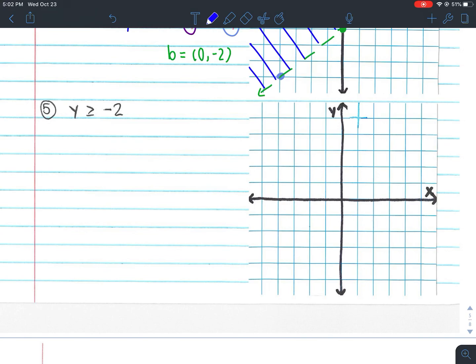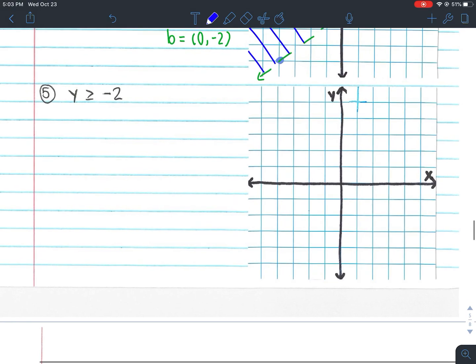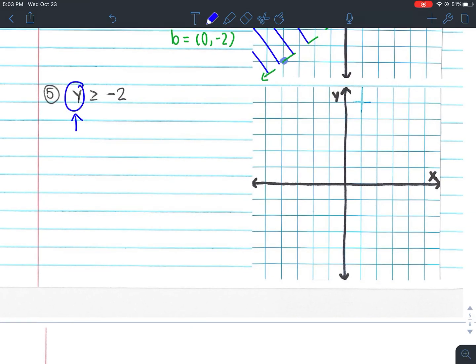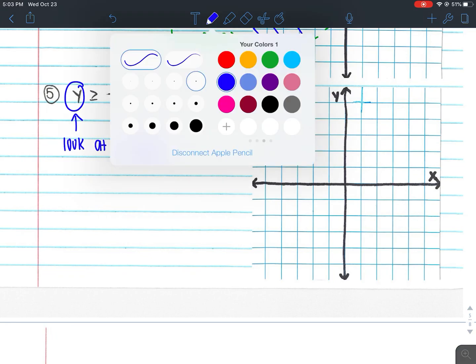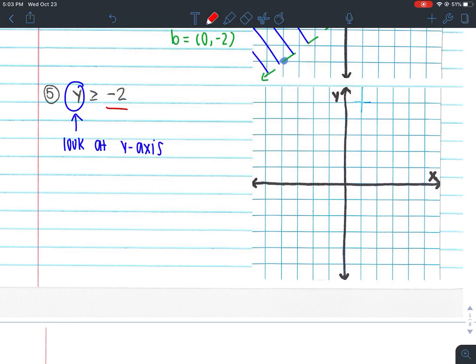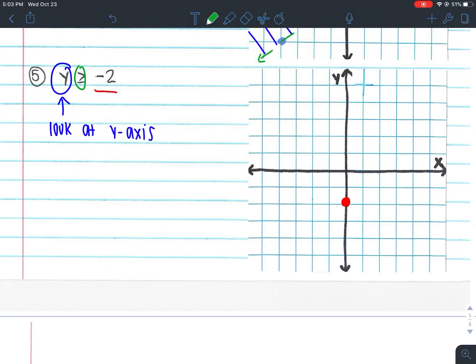All right, number 5, we have y is greater than or equal to negative 2. So this is just a y and just a number. That means I'm going to have either a horizontal line or a vertical line. Because this is just a y, we want to look at the y-axis. And then you want to plot a point at negative 2. So on the y-axis, you're going to plot a point at negative 2, and you want to follow that tick mark. Because this is an equal to symbol, my line is going to be a solid line.